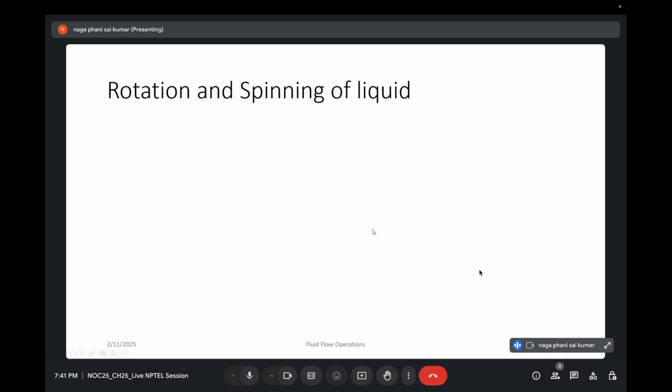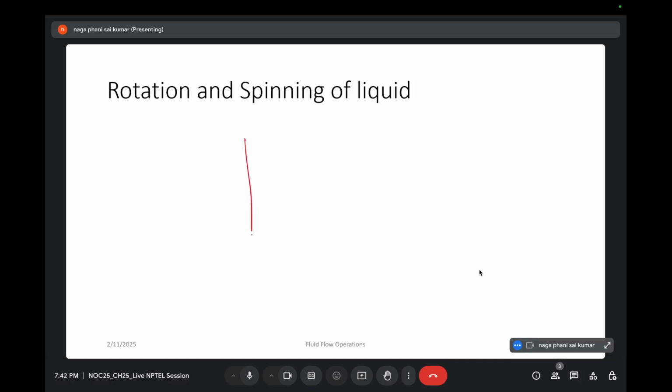So then we have rotation and spinning of liquids. Visualize fluid flow as the motion of a collection of fluid particles that deform and rotate as they travel along. If a cube deforms but does not rotate, it is called irrotational flow. If the cube rotates, then it possesses vorticity. Fluid particles in a river flow undergo deformation and rotation.